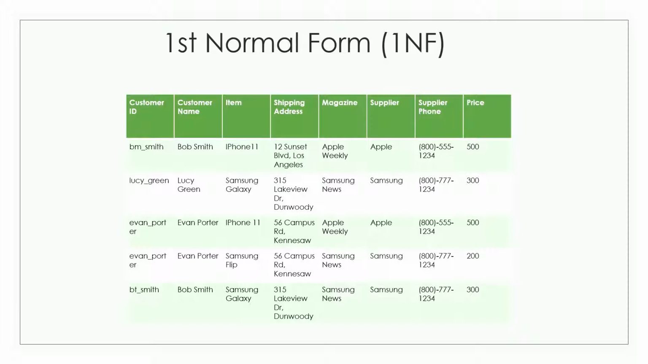So this is first normal form here in this table, and the first thing that we addressed was the fact that Evan Porter made two purchases. We fixed this by splitting it into two different rows so we can better reference that sale. And also you notice that in the previous example, his supplier and supplier phone weren't like the others, so we changed it to the according values. And lastly, we created a primary key field called customer ID, so that way the two Bob Smiths have their own unique username.